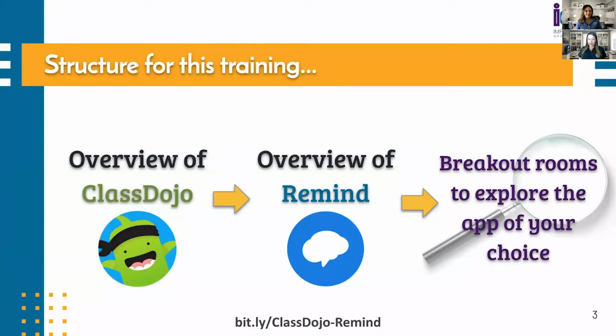The structure for this training is that we will start off with an overview of Class Dojo. Then we will proceed with an overview of Remind. And then we will be linking videos. This is going to be a little bit different structure. We are re-recording our original training. So instead of breakout rooms, we will be linking videos to trainings that we have done on the actual setup of each of these apps. So you can choose which one you'd like to view.